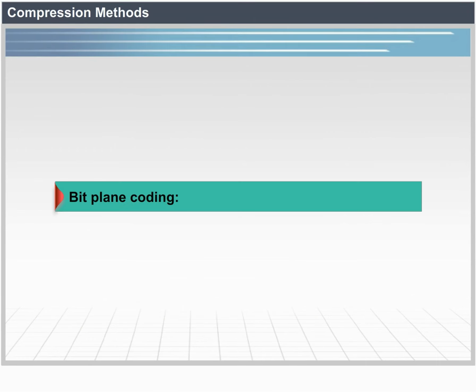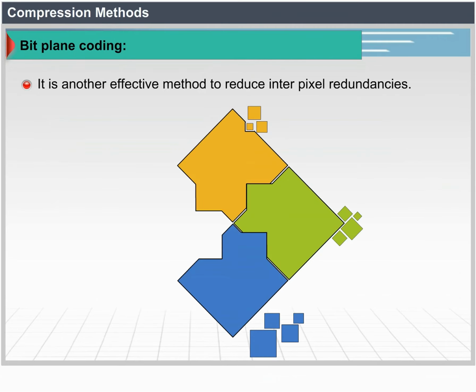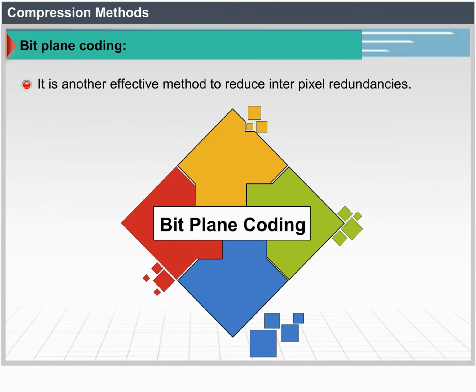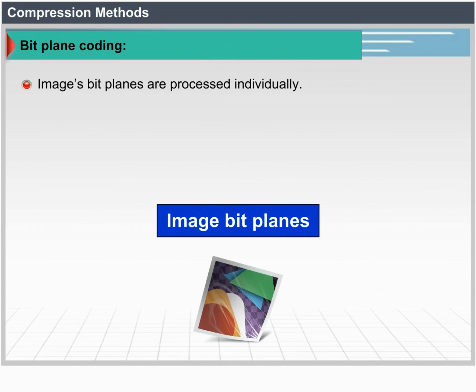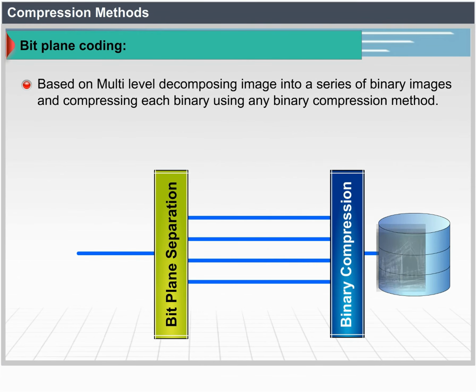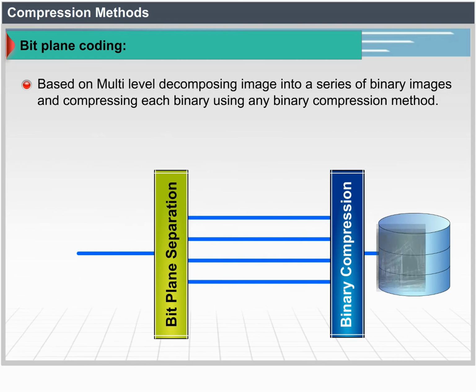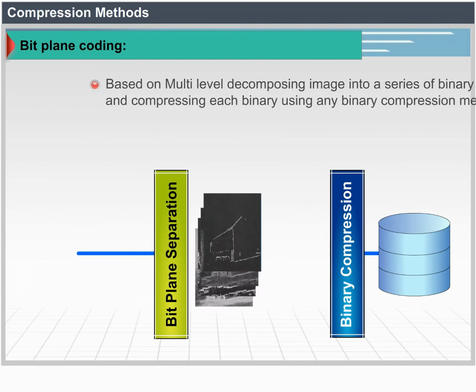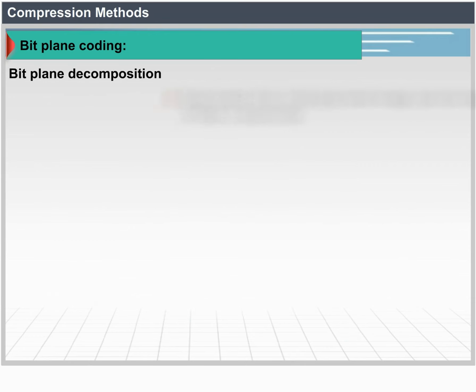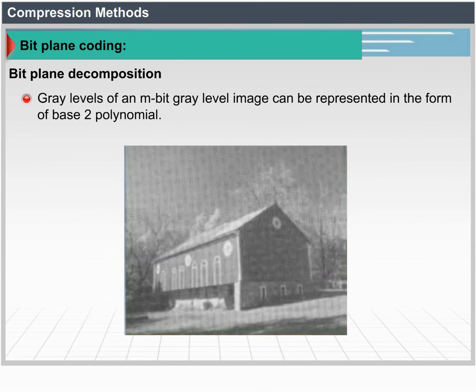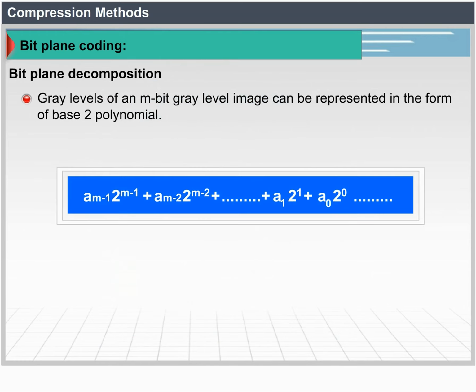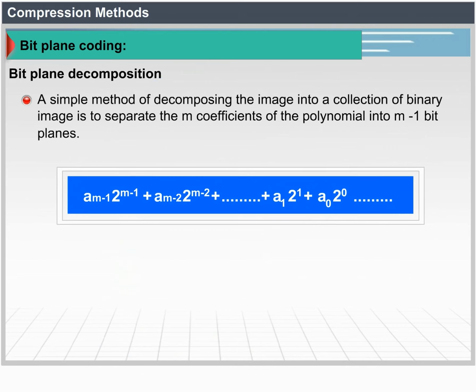Bit plane coding. Another effective method to reduce interpixel redundancies. Image bit planes are processed individually, based on decomposing a multi-level image into a series of binary images and compressing each binary image using any binary compression method. Bit plane decomposition. Gray levels of an m-bit gray level image can be represented in the form of a base 2 polynomial. A simple method of decomposing the image into a collection of binary images is to separate the m coefficients of the polynomial into m 1-bit planes.